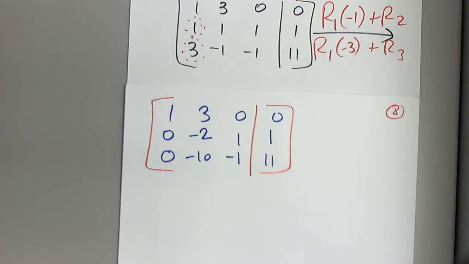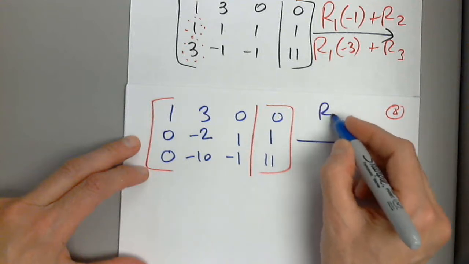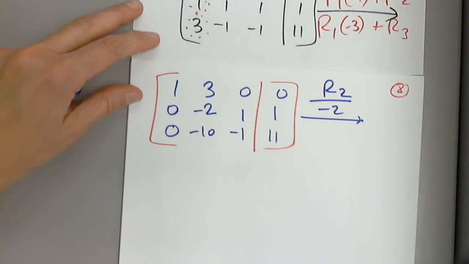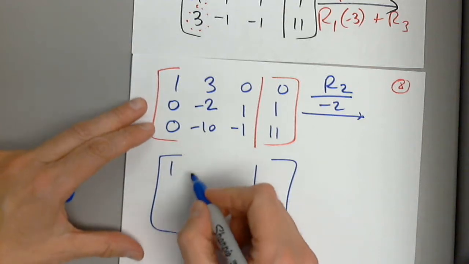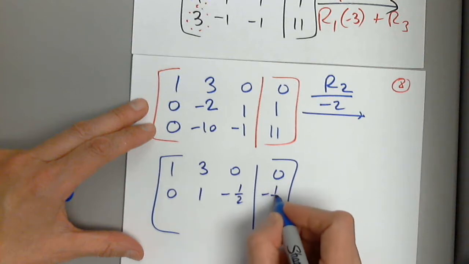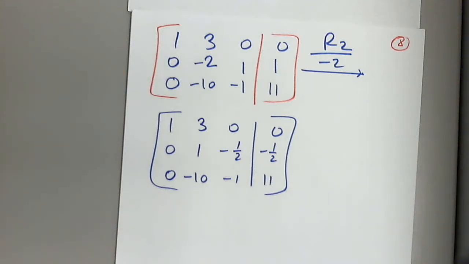Ugly. Because we have no choice. But divide this row by... and we will have to use or work with fractions. One, 3, 0, 0, 0, 1, negative 1/2, negative 1/2, 0, negative 10, negative 1, 11. In this case, we have no choice.